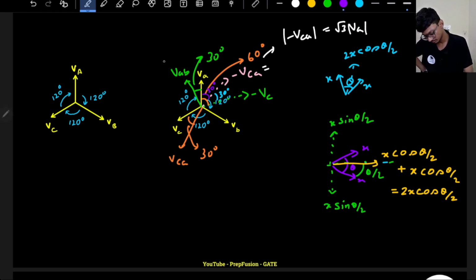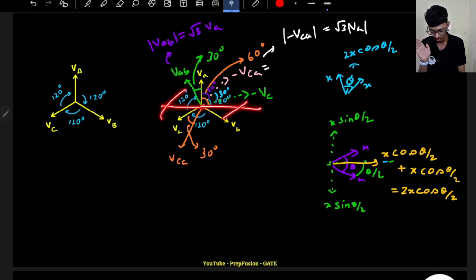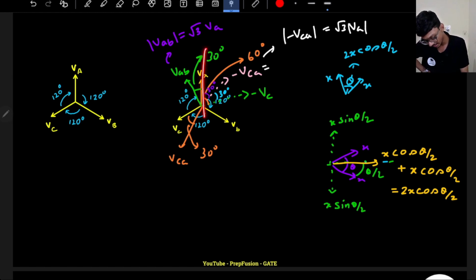Okay, and this will be the magnitude of VAB. Magnitude of VAB is equal to root 3 into VA only. Now I will just add the components. One component will come here, the other component will come here. They will cancel each other out, and this component will be added. The middle one, the angle bisector. So that component will be in parallel with VA.